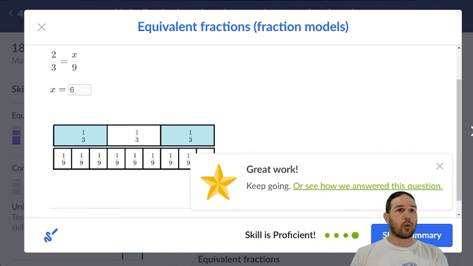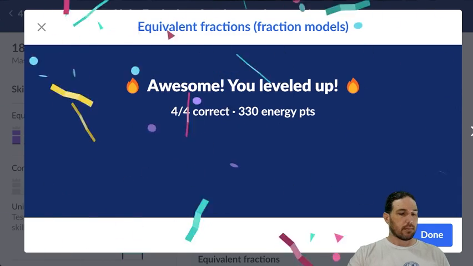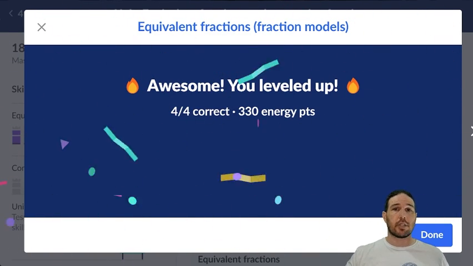And that is equivalent fractions, fraction models. We are off to an excellent start. Let's move on.